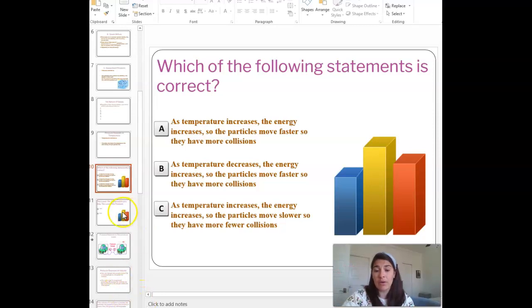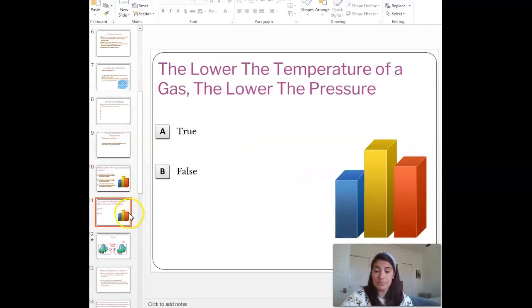Okay, so now I want you to go ahead and think through this one. Okay, so for this one, the lower the temperature, the lower the pressure. So here's our explanation. Low temperature, low energy, low movement, low collisions, low pressure. Okay, so there's your 5 parts for that. And that's really going to help you in your explanations.